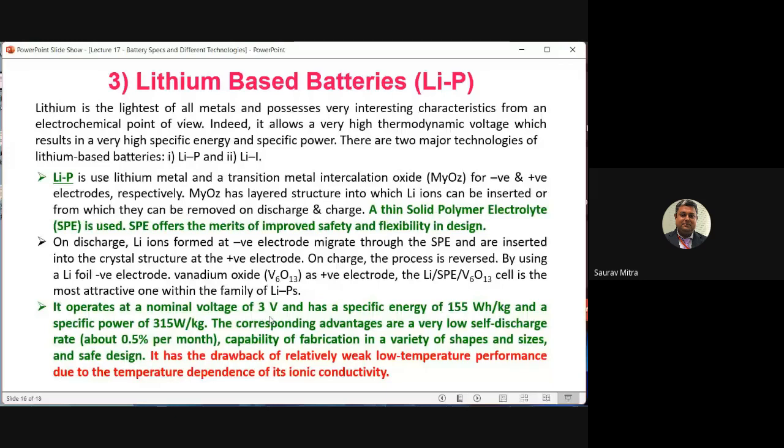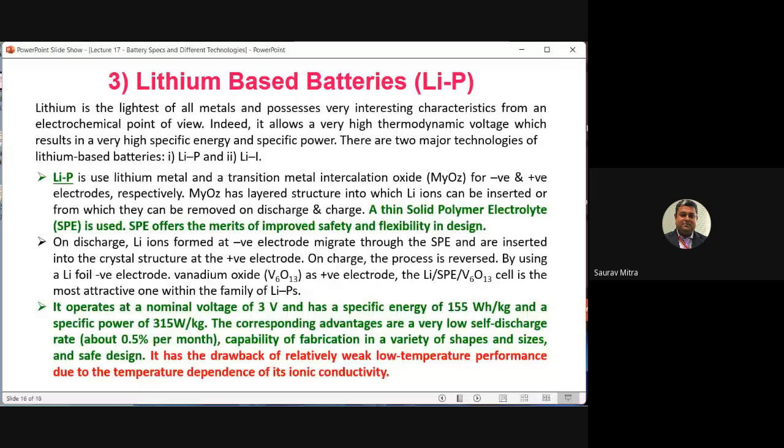Corresponding advantages are a low discharge rate, only 0.5% per month. Previously, it was 0.6% per month for lead acid. For lithium P, LiP, it is 0.5% per month. Another advantage is the capability of fabrication in a wide variety of shapes and sizes. It has the drawback of relatively weak low temperature performance due to the temperature dependence of its ionic conductivity. That is, if the temperature is low, this battery generates high internal resistance. The higher the internal resistance, the lower the efficiency.